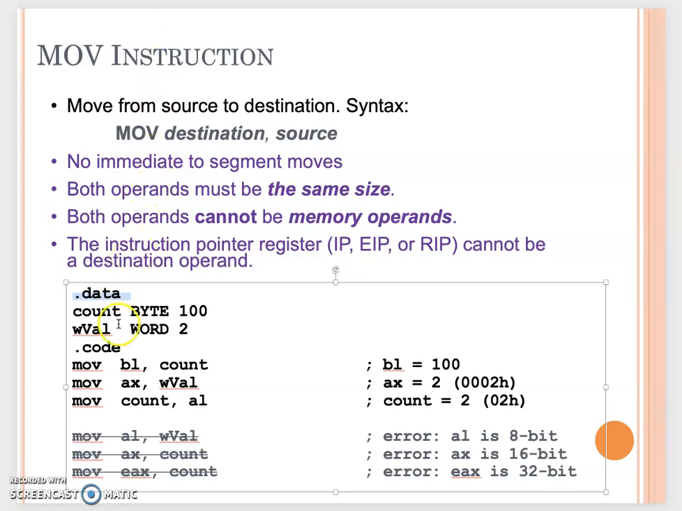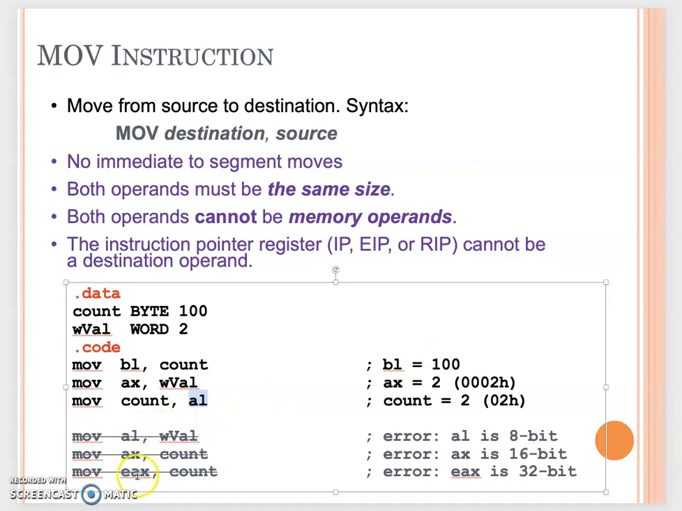Under the data, we define count as 1 byte holding value 100. You have wval, which is 2 bytes, then you have value. In your code block, because count is 1 byte, I can move to BL. Because wval is 2 bytes, I can move to AX. AL is 1 byte, right? Then I can move the value to count. You can see they all have the same size, so the value is updated like this.